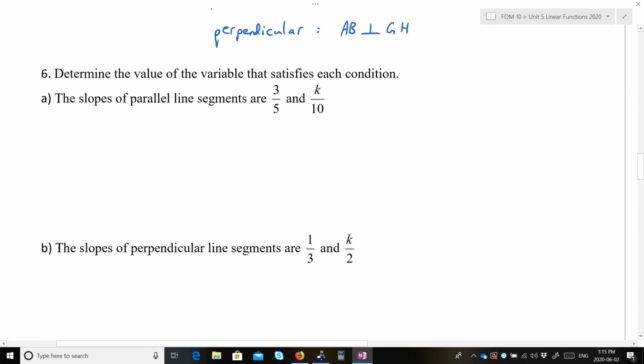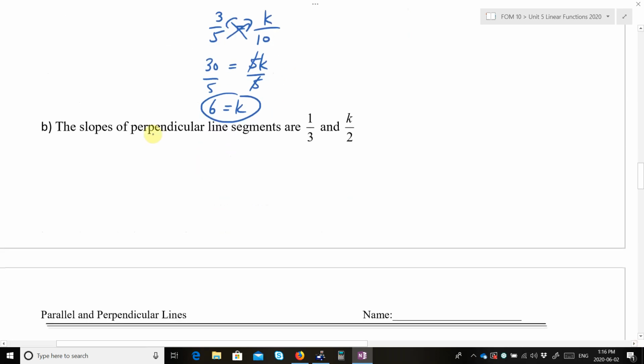All right, number 6, determine the value of the variable that satisfies each condition. The slopes of parallel line segments are 3 over 5 and k over 10. Parallel line segments have equal slopes, so we just set those equal to each other and solve for k. Cross multiply, 30 equals 5k, divide both sides by 5, 30 divided by 5 is 6, k equals 6. You can see that in the answer key.